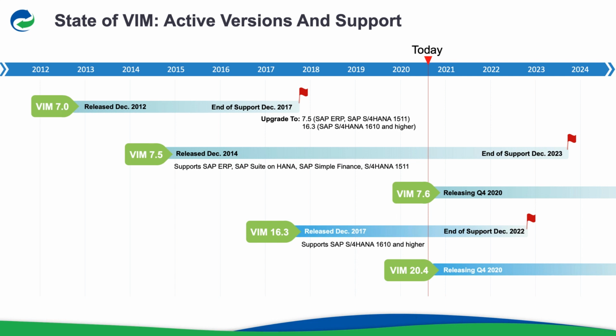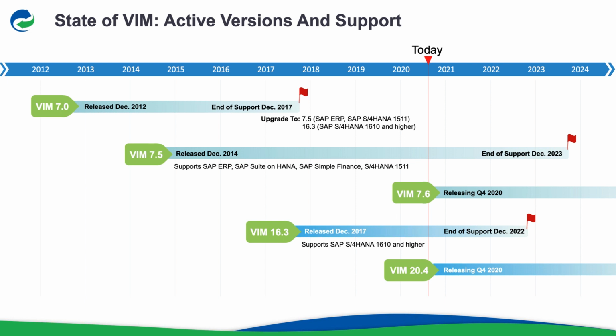So these are the typical VIM versions we see with our clients. There are still some customers out there running VIM 7.0, where support ended back in 2017. And in these cases, you will need to upgrade to at least stay compliant. What version you will upgrade to will basically depend on your roadmap.